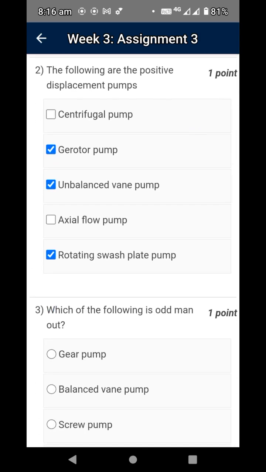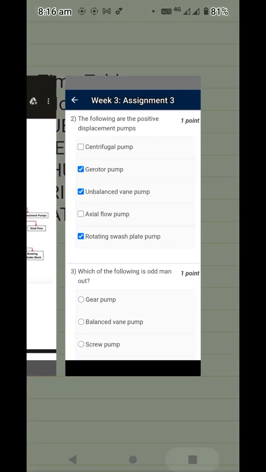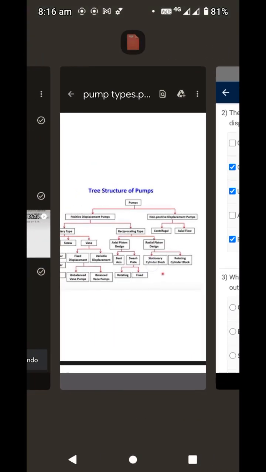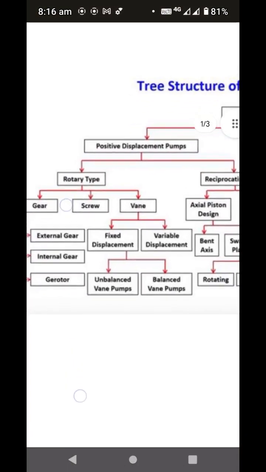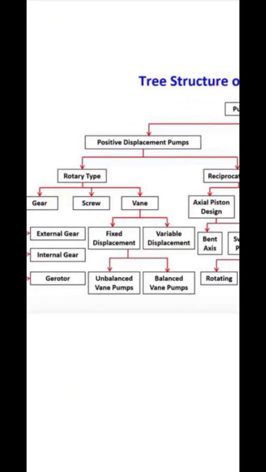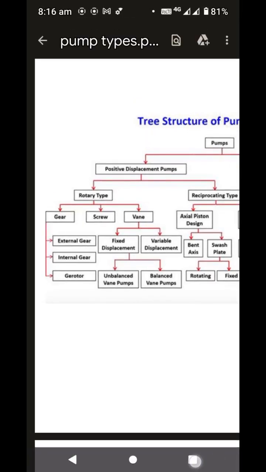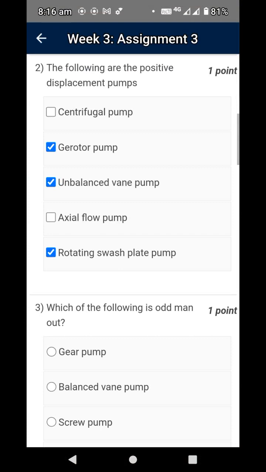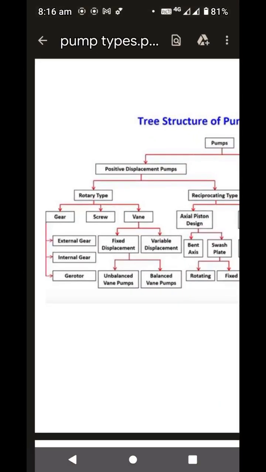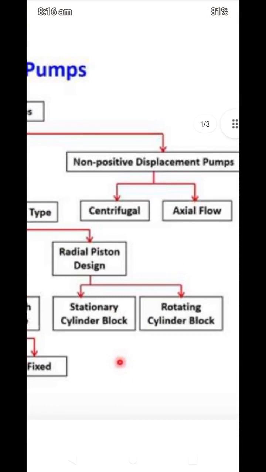So check out the next question. The following are the positive displacement pumps. First one, centrifugal pump, second one is a gerotor pump, third one is an unbalanced vane pump, fourth one is an axial flow pump, and fifth is a rotating swash plate pump. Now check out the chart again. The gerotor pump comes under positive displacement pump, and then the unbalanced vane pump. The centrifugal pump is in the non-positive category.